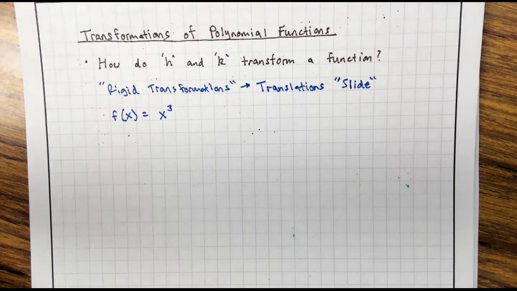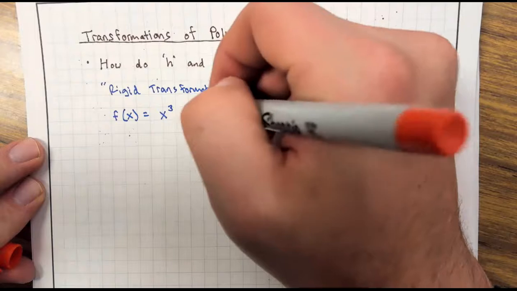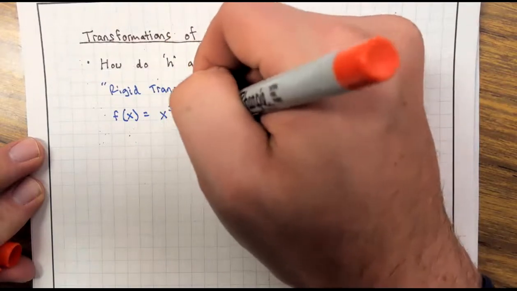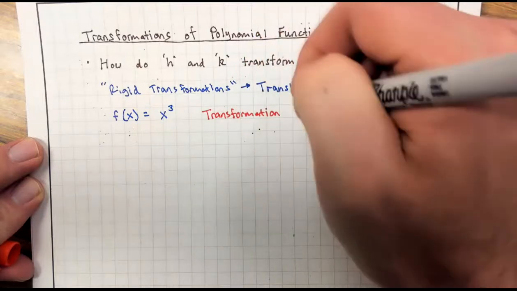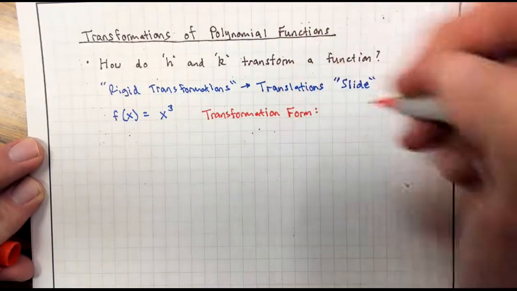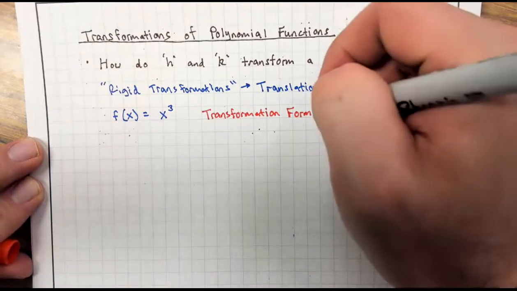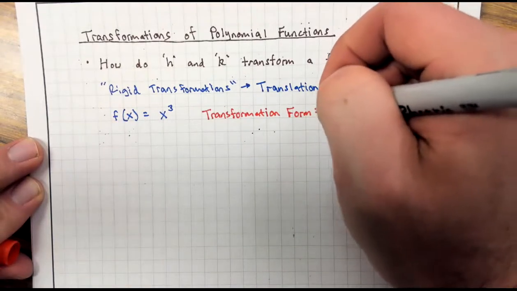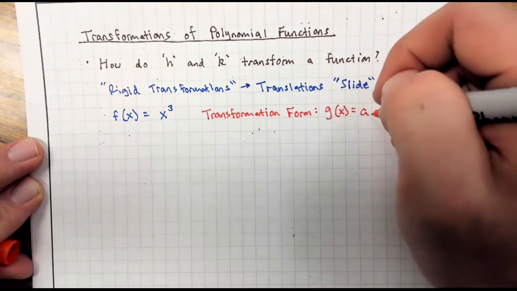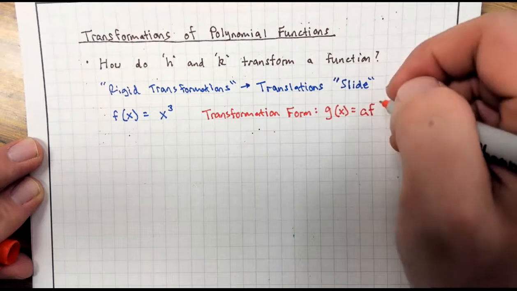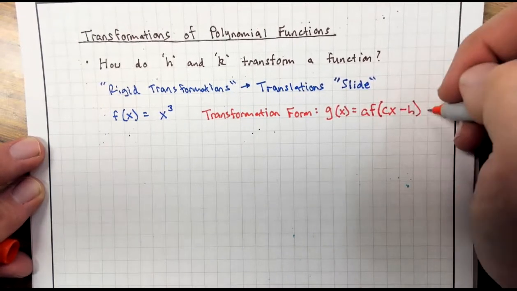You're going to want to know this. It's very important. So when I take a function and transform it and create a new function, here's what transformation form looks like. I'm going to transform f of x using this new function. So I'm going to identify this function as g of x equals a times f of cx minus h, plus k.